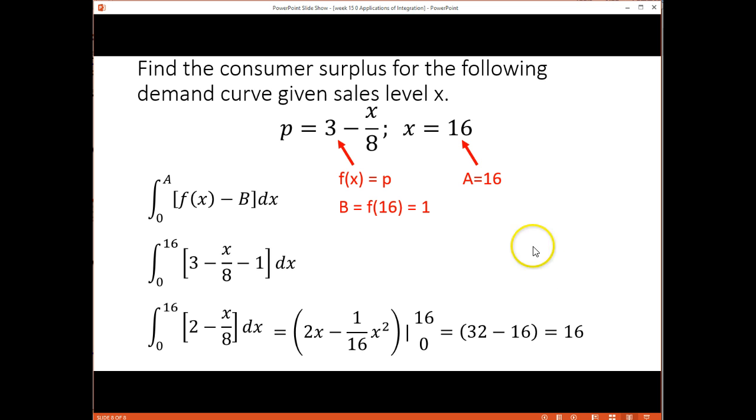Now, please don't assume every time that this answer here is going to equal this x. It just happened to in this function.